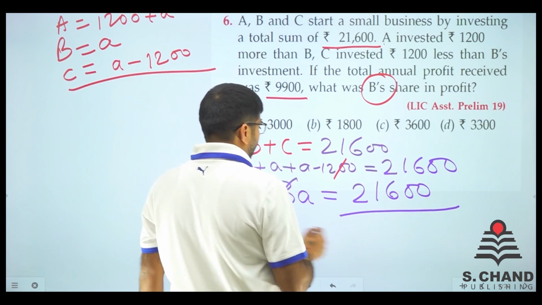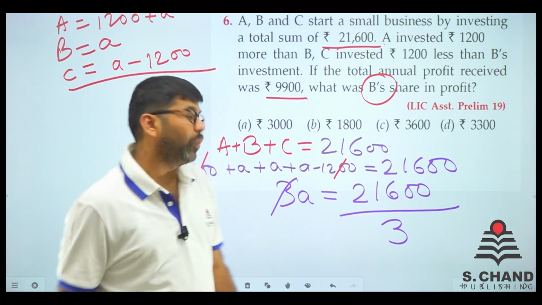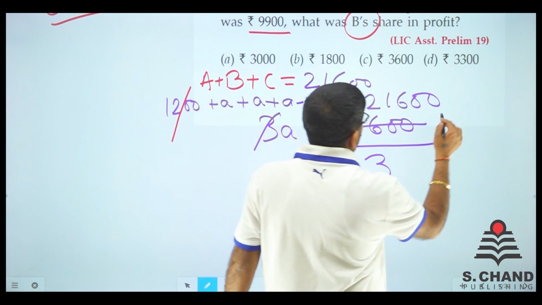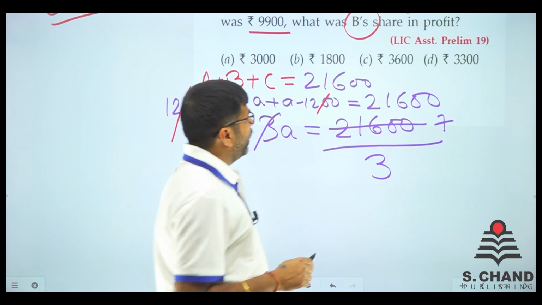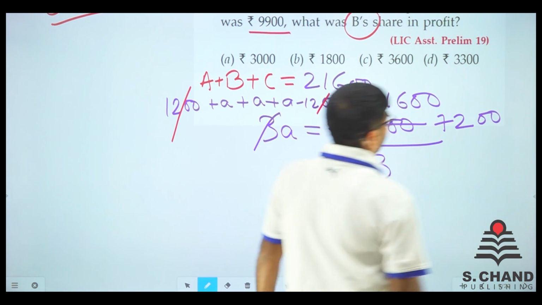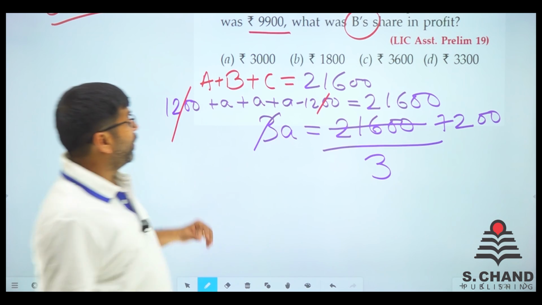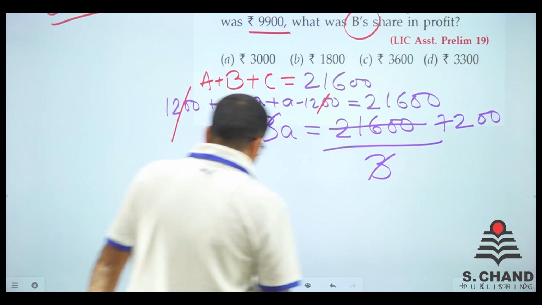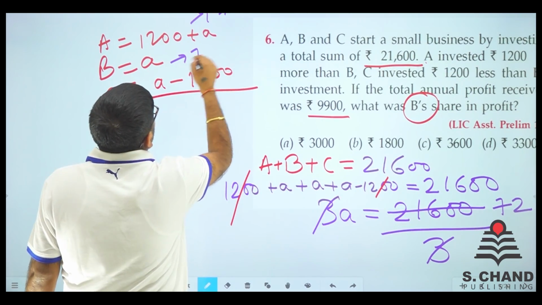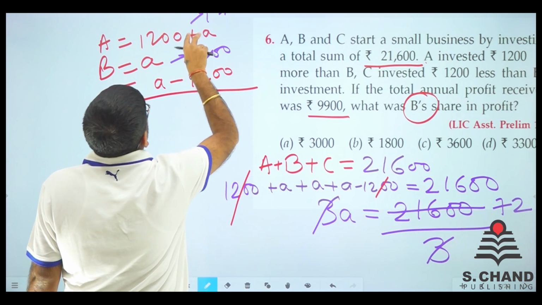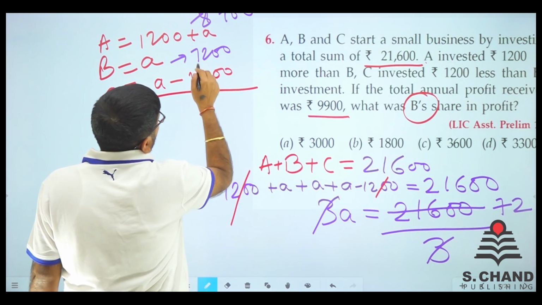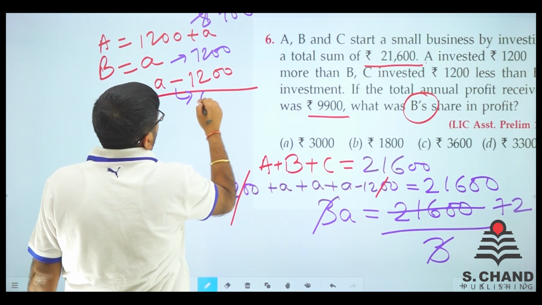Let's divide 216 by 3. What do we get? 21 divided by 3 is 7, and 6 divided by 3 is 2. So we get 7,200, that is it. When you get A equal to 7,200, you have all the other values also. This value is 7,200, and this is 7,200 plus 1,200, that is 8,400, and that is 7,200 minus 1,200, that is 6,000, right?